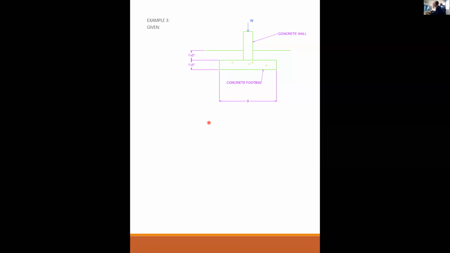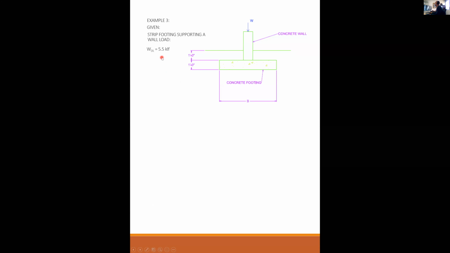Okay. Example number 3. Here we have a strip footing. So what that means is the footing is B wide, but it is basically considered infinitely deep in and out of the page. This element here is no longer a column. This is a concrete wall that is infinitely long in and out of the page. W is a linear load, kips per foot. Okay, so that's the difference between this and what we just did. This is a strip footing supporting a wall load.